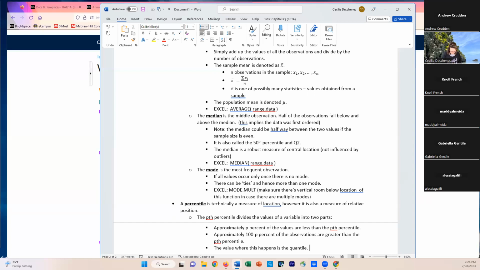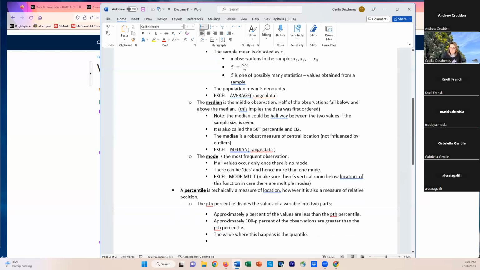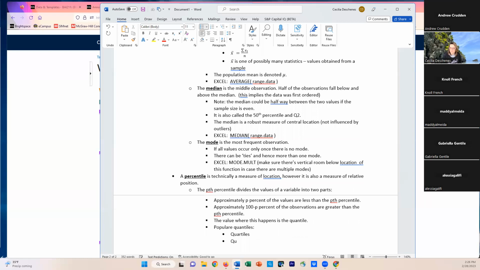So we also have some popular quantiles, which we already reviewed last week. This is already in your notes, so you can refer back to that, where we talked about quartiles, quintiles, deciles.